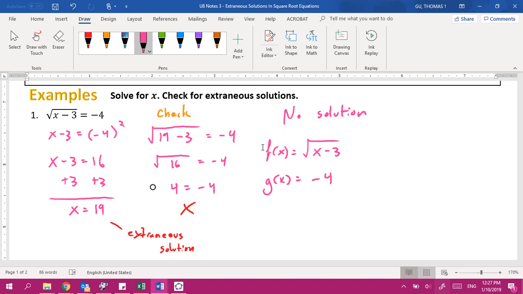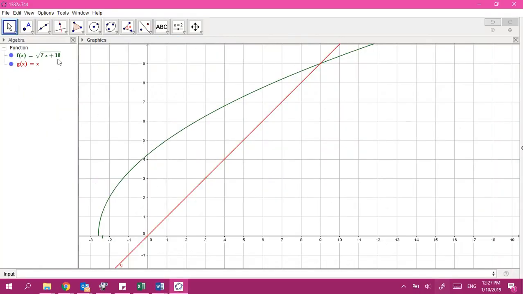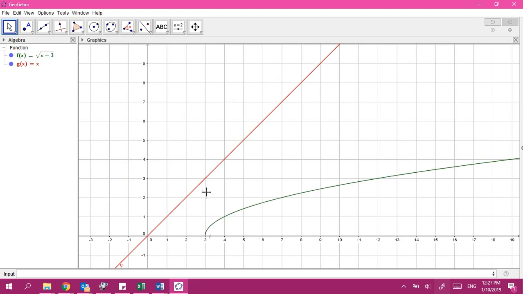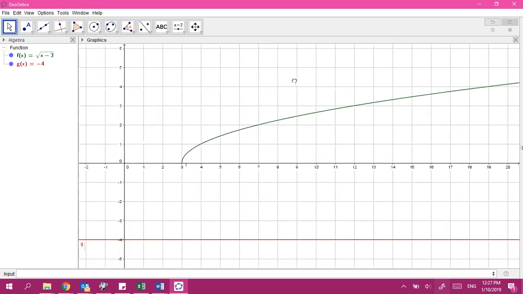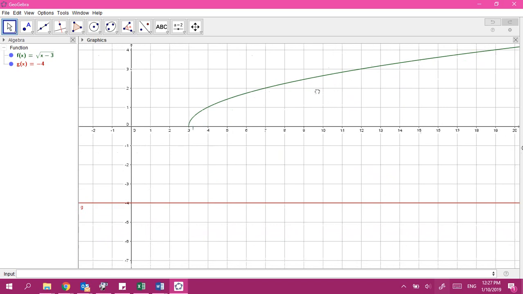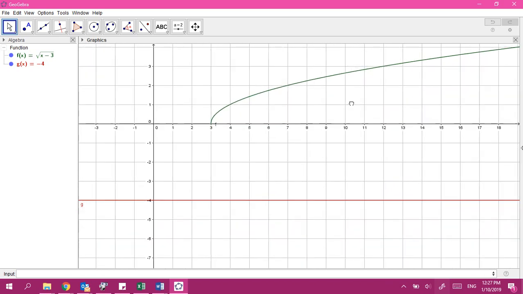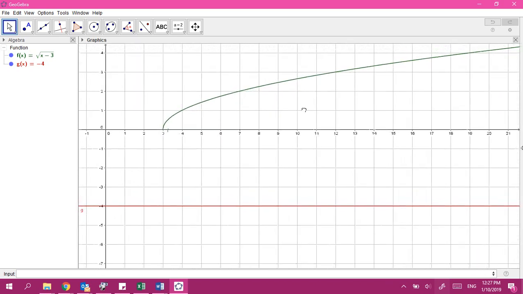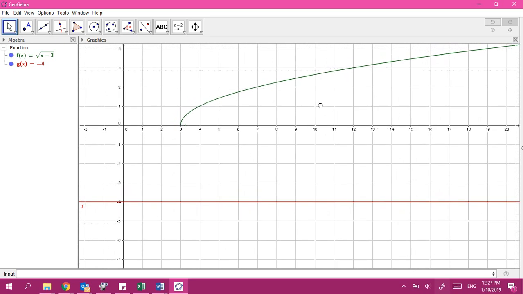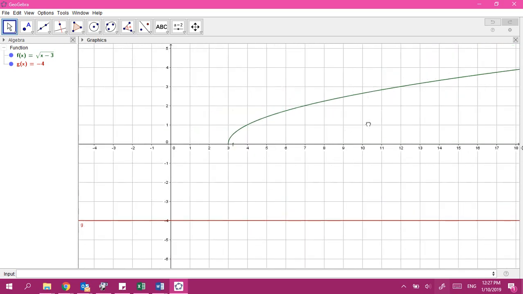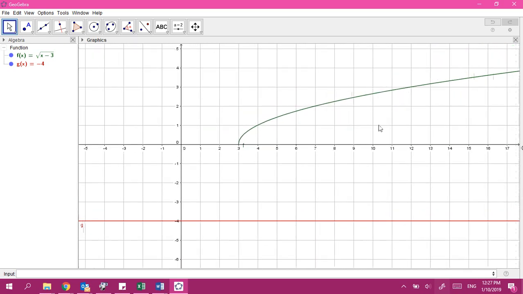And on a calculator, if you were to graph these two separate equations, f of x equals the square root of x minus 3, that green is the square root of x minus 3, and then g of x equals negative 4, right? Well, the solution is supposed to be where they cross, right? Now look at them. Do they cross? No. And so that's how you can know immediately by graphing that it is no solution. There's no solution there, because they don't cross.